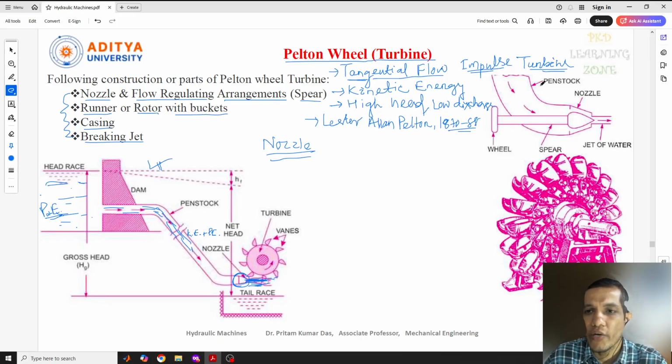Now here you can see that through the pen stroke the water is coming out. So it's the same here. Half of this part was taken. So the flow of water direction is shown here. So this part is the nozzle.